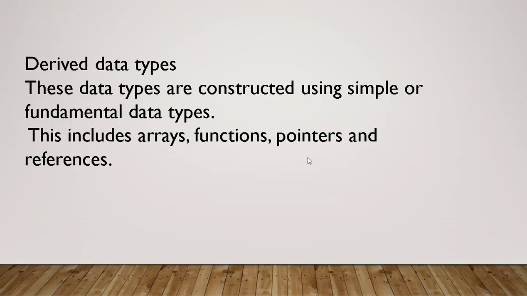The next data type is derived data type. These data types are constructed using simple or fundamental data types. This includes arrays, functions, pointers and references. An array is also a collection of elements of the same data type. We'll be studying all these topics in our next classes, but you should know the examples for derived data types: arrays, functions, pointers and references.